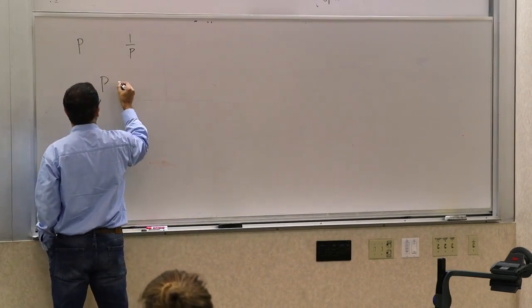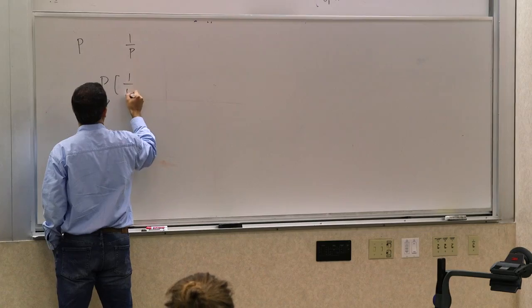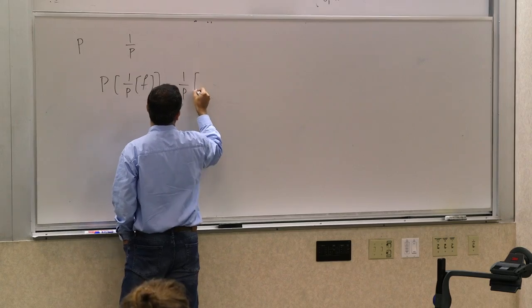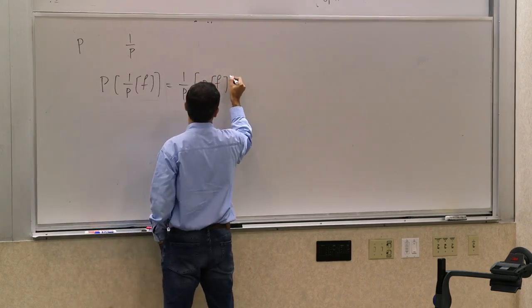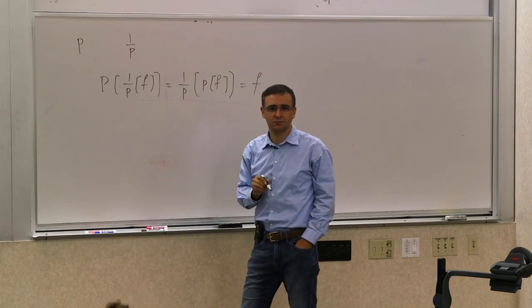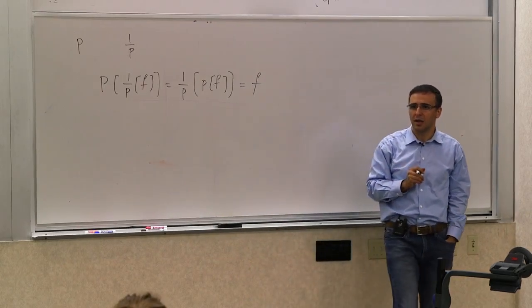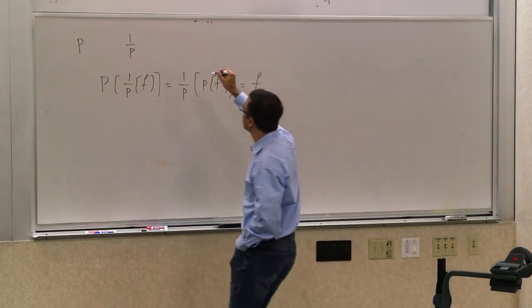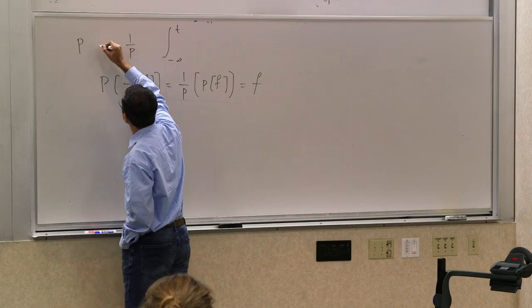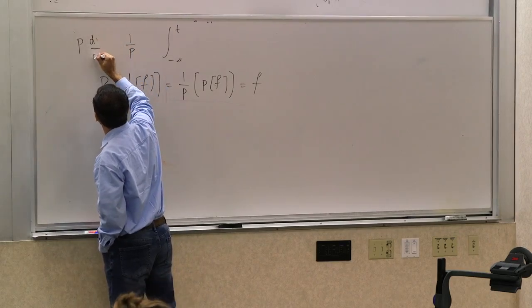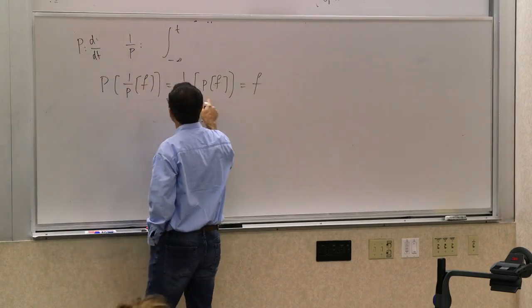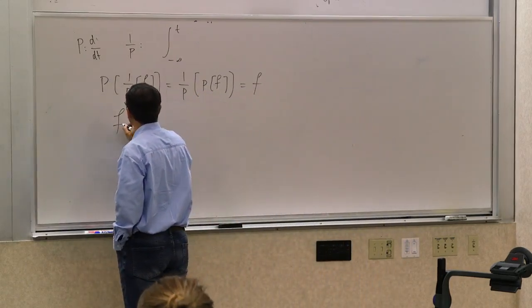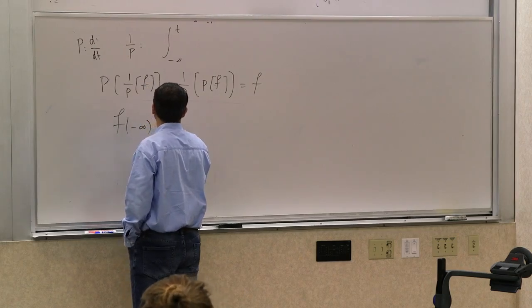In other words, the question is: is P operating on 1 over P of a function equal to 1 over P operating on P of the function, equal to the function? This is the condition we need to have. We show that P being the differentiation and 1 over P being the integration from negative infinity to t indeed do satisfy this with one condition: f of negative infinity should be 0.